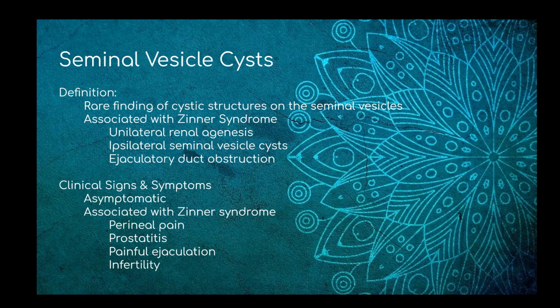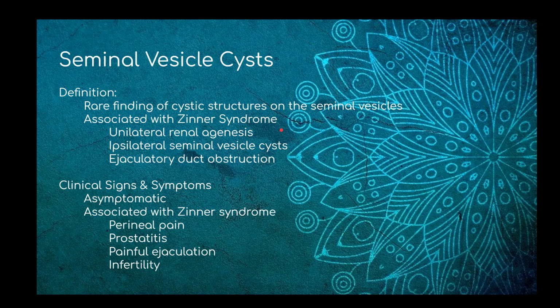The seminal vesicles can also be seen by ultrasound. They're not something that we typically look at. You usually won't get an ultrasound to look at the seminal vesicles unless you work in a urologist clinic. But with seminal vesicles, there's only really one pathology that you need to know, and it's seminal vesicle cysts. The seminal vesicle cysts are associated with what's called Zinner syndrome.